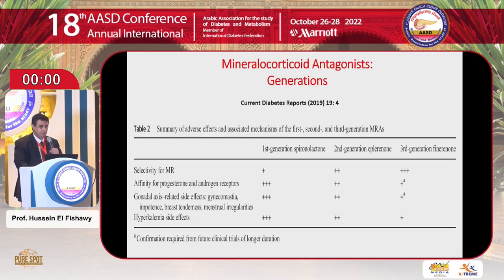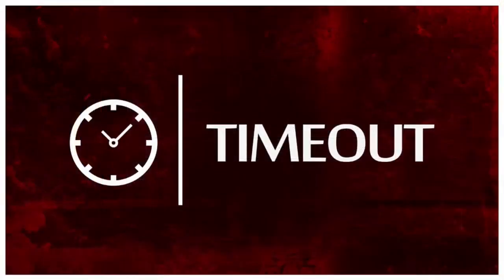Mineralocorticoid antagonists can be first generation, second generation, and third generation. We are now concerned about the third generation. Why? Very selective for the receptor. The affinity for progesterone and androgen receptors is very low, with fewer side effects and hyperkalemic effect, and their role in AKI is very low.